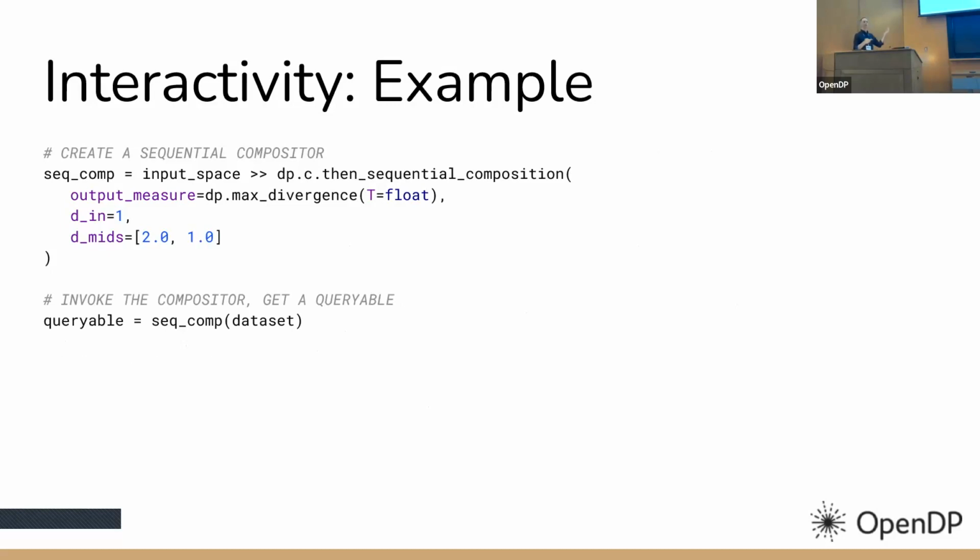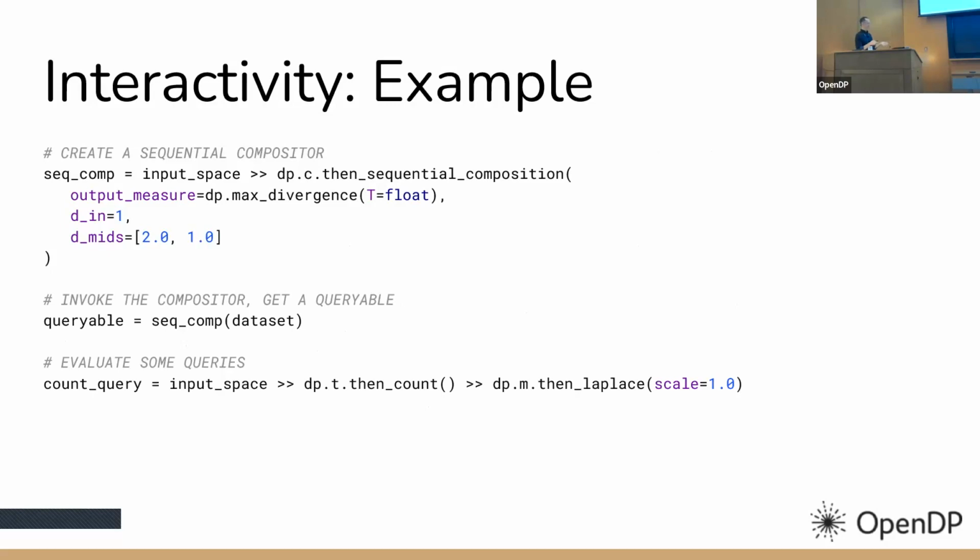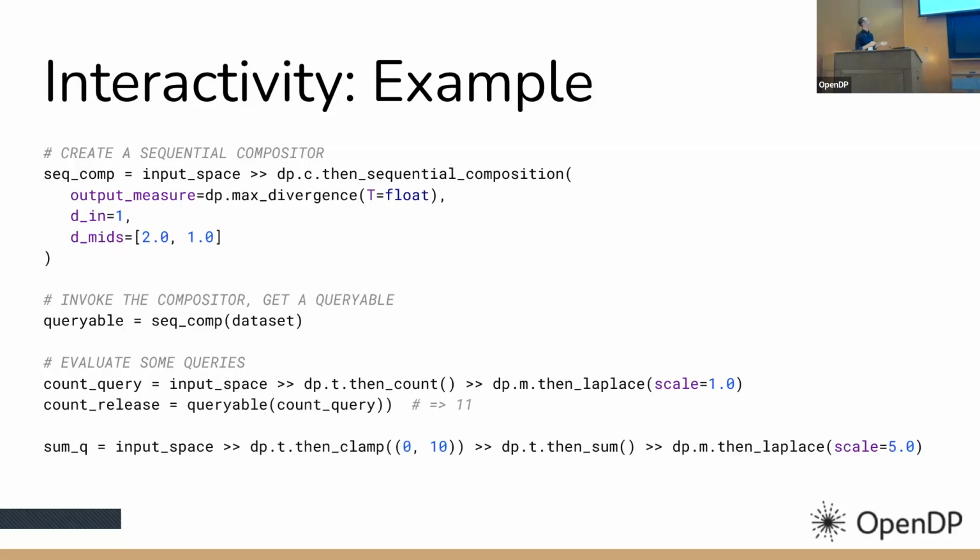Once I have a queryable, I can start evaluating some queries. So here I construct one where the query is to give me a noisy count, and then I send that query to the queryable, and that gives me a release of the count. Similarly, if I wanted to calculate a sum, here's my sum query, and by sending that to the queryable, it would give me a private sum output.